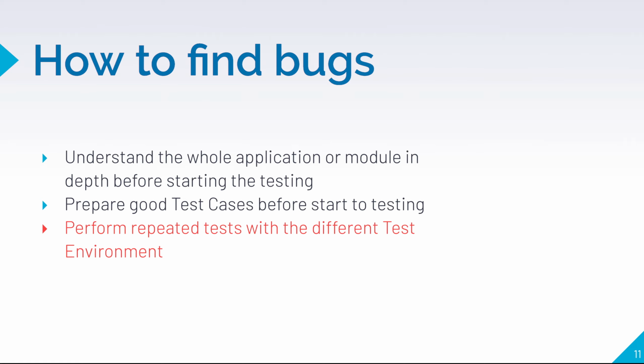I mean, keep stress on functional test cases, which include the major risk of the application, and perform repeated tests with a different test environment. So we already know the first two, right? So understand the application and good test cases, we already have it. But what is a different test environment?